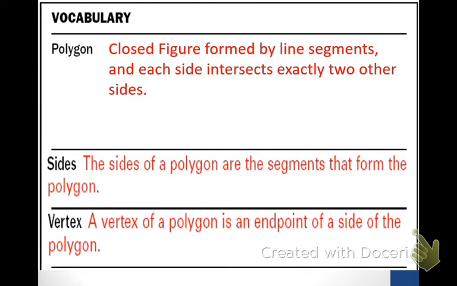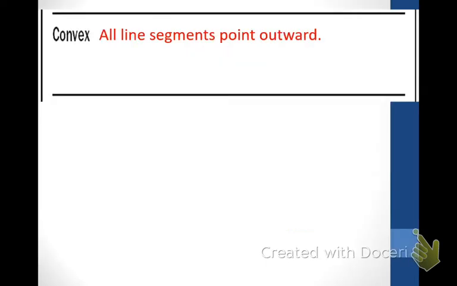All right, so last one is convex. All line segments point outward. And I'll show you what it means by point outward.